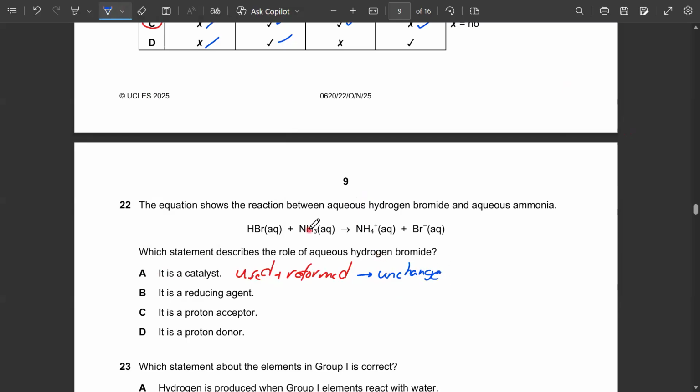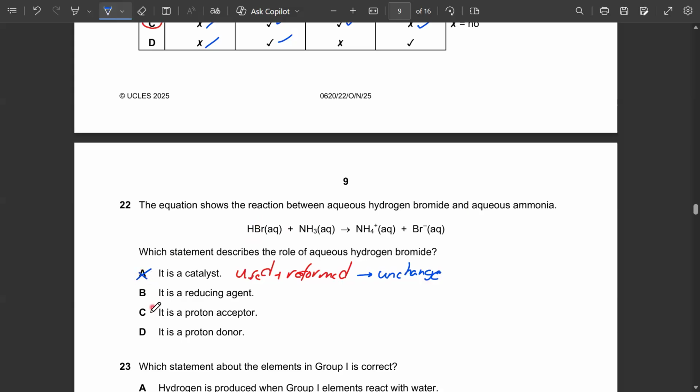But in the given equation, there is no such thing. We do not see HBr being produced again on the product side. Rather, it is broken. It is no more HBr on the right side. So that's why A is not the right option.